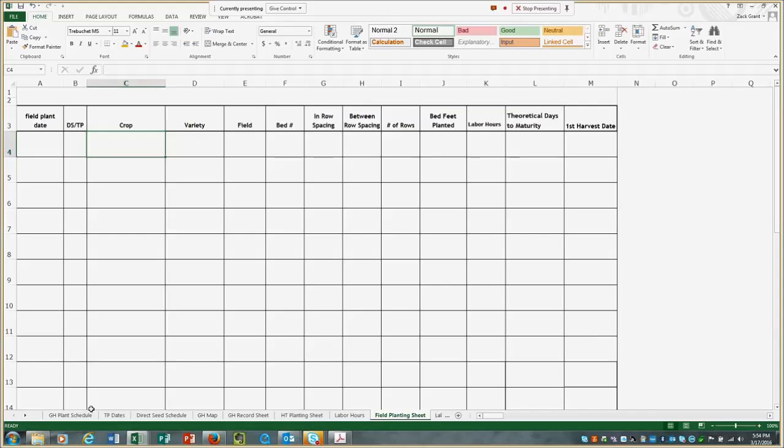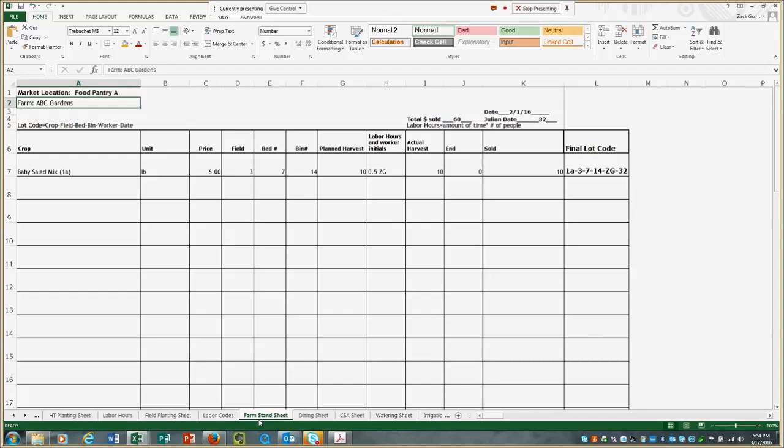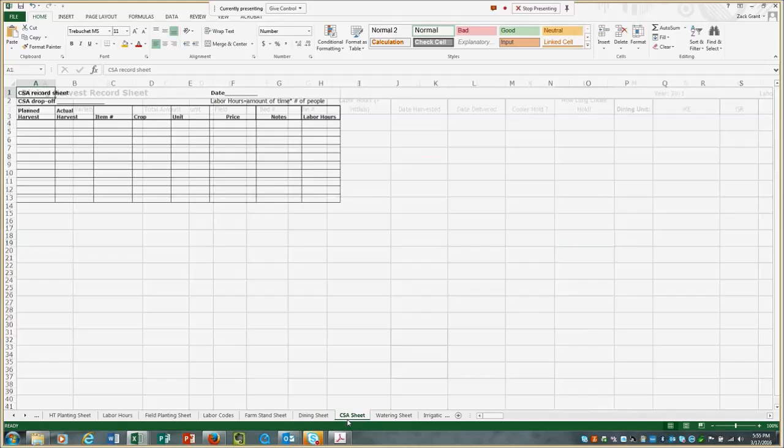Okay, so I have a bunch more in here. I think I have a farm stand sheet. So this is a sheet that we printed out and listed all the crops, the units, how much we were selling it for, where we were capturing it, how much we planned to bring, how much we actually brought, how much we took home at the end of the day, how much we actually sold. The final lot code, this is something, food safety training that we integrated into it. I'm not going to get into that, but we had that in there. So we had a few different markets. We sold to dining. We had a CSA sheet.